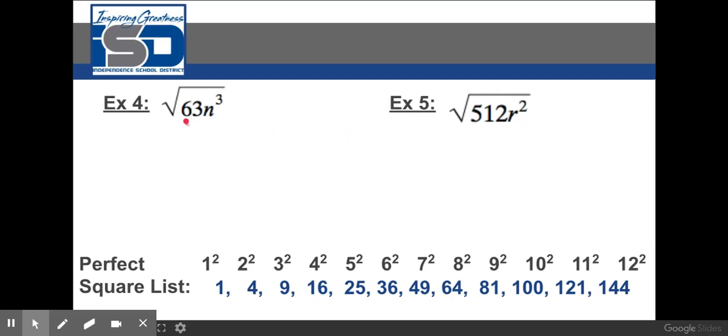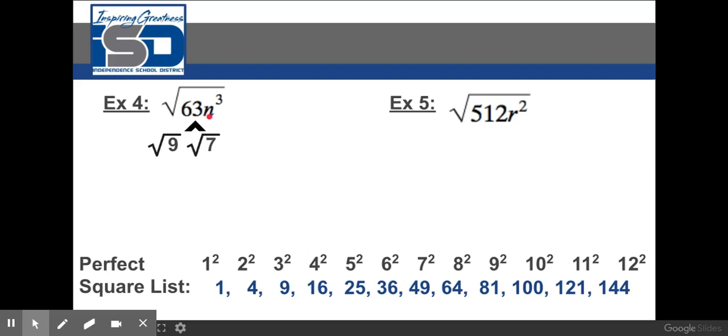Let's look at example 4. Like I said, it's going to have an integer and a variable with an exponent. Reminder that if there isn't a numerical value for the exponent, it is 1. So let's break down 63, divide it by perfect squares. I'm going to start pretty low for this one. 25 times 2 is 50, so I'm going to go ahead and start with 16. 63 divided by 16 does not work. 63 divided by 9 does. It's 9 and 7. Take the square root of both of those.